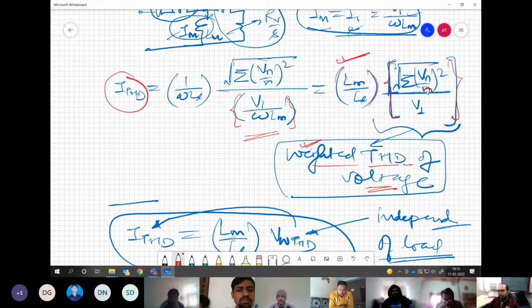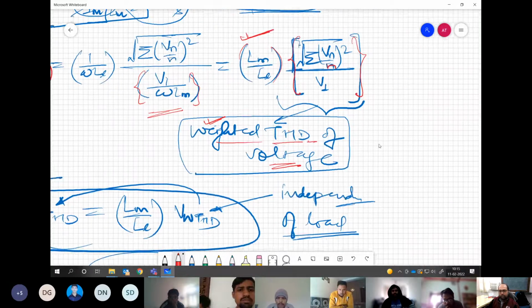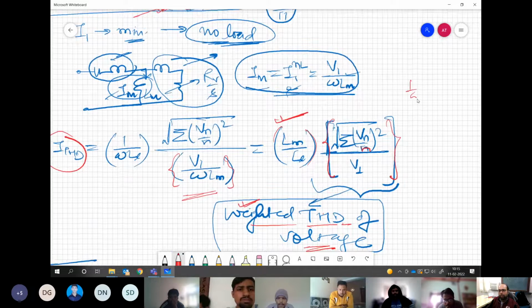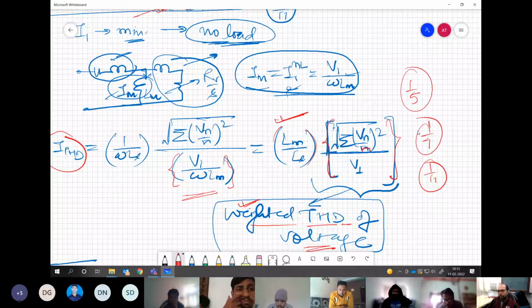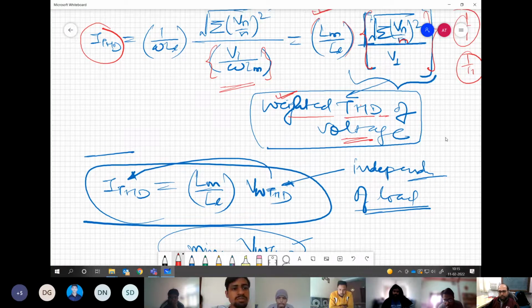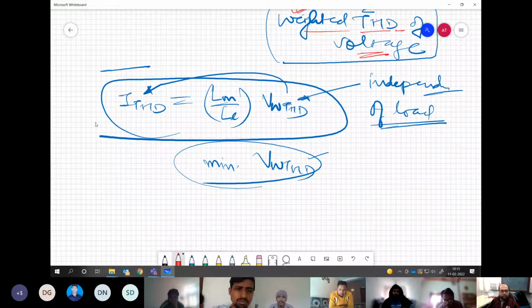And this makes sense because lower order will have more weightage and higher order will have lesser weightage. So if you talk about fifth, it will be 1 by 5, whereas seventh will be 1 by 7, 11th will be 1 by 11, and so on. So we are giving more importance to lower order and lesser importance to higher order. Now, this weighted THD of voltage could be a universal quantity and it is related to worst case THD.